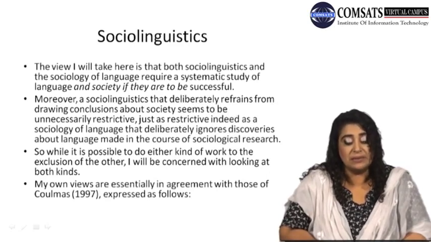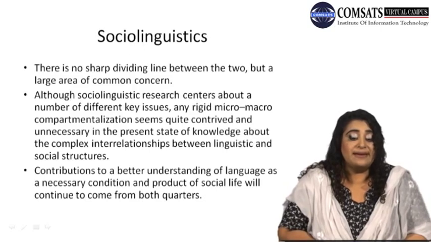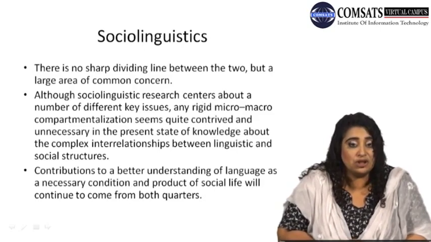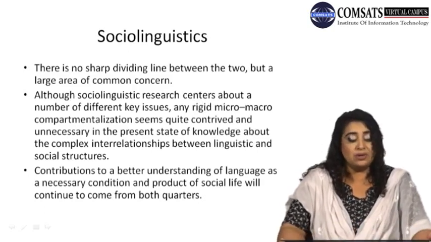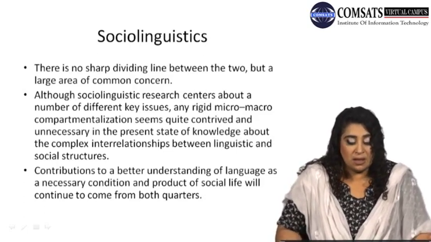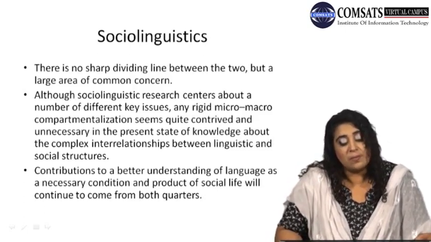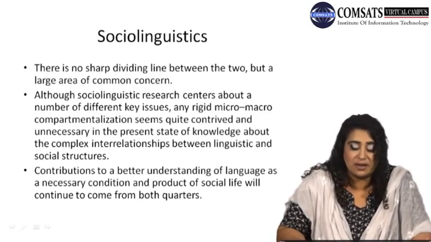So my own views are essentially in agreement with those of Colmus in 1997, expressed as follows. There is no sharp dividing line between the two, but a large area of common concern. Now, although sociolinguistic research centers about a number of different key issues, any rigid micro or macro compartmentalization seems quite contrived and unnecessary in the present state of knowledge about the complex interrelationships between linguistic and social structures. So contributions to a better understanding of language as a necessary condition and product of social life will continue to come from both quarters, the language and linguistic structures and the social structures.